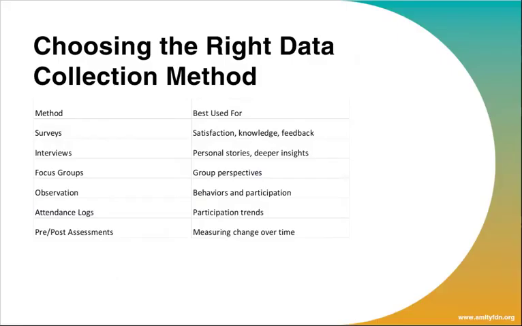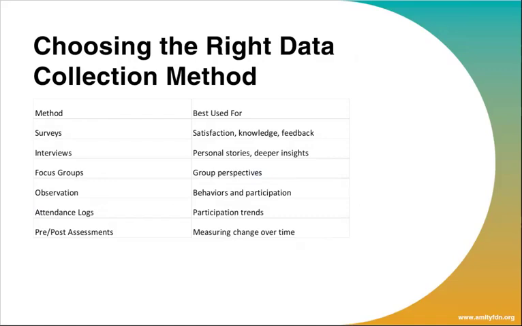Now that we know the difference between quantitative and qualitative data, the next question is, how do we actually collect it? The answer depends on what you're trying to learn. If you need numbers like how many people participated, how much knowledge increased, or how satisfied participants were, a survey or tracking form might be the right choice. But if you want to understand someone's experience, barriers, or perspective, you may need an interview, focus group, or open ended question. And sometimes the best approach is to use both.